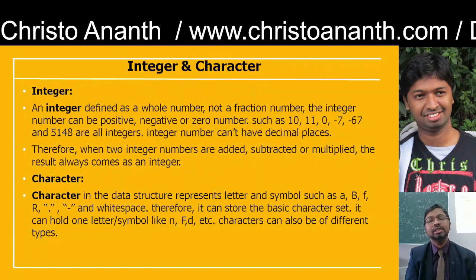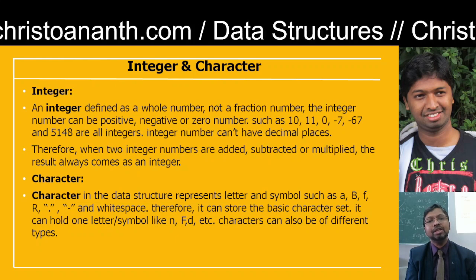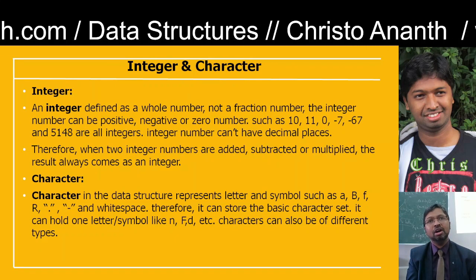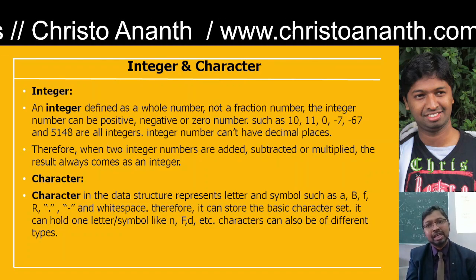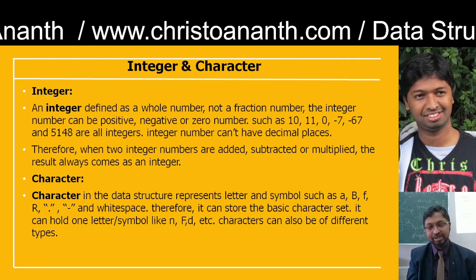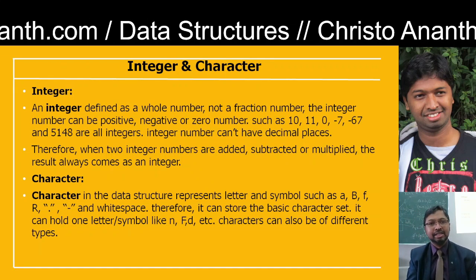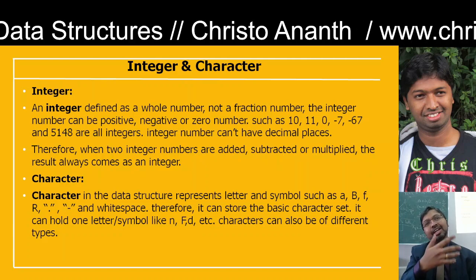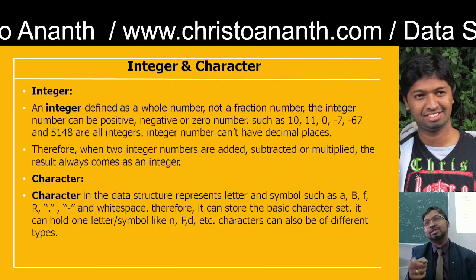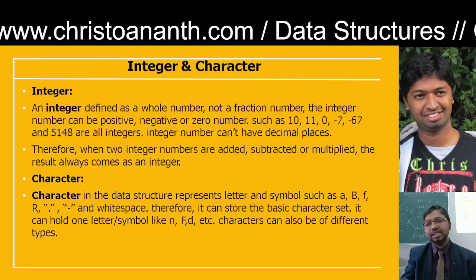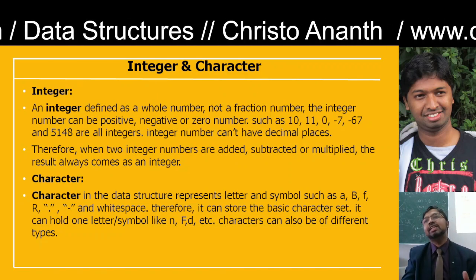Then you have integer. It is a whole number, not a fractional value. An integer can be positive, negative, or zero, like plus 10, plus 11, 0, minus 7, minus 67, or 5148. They are considered integers, but an integer will not have a decimal point. When two integers are added, subtracted, multiplied, or divided, the result is always an integer.